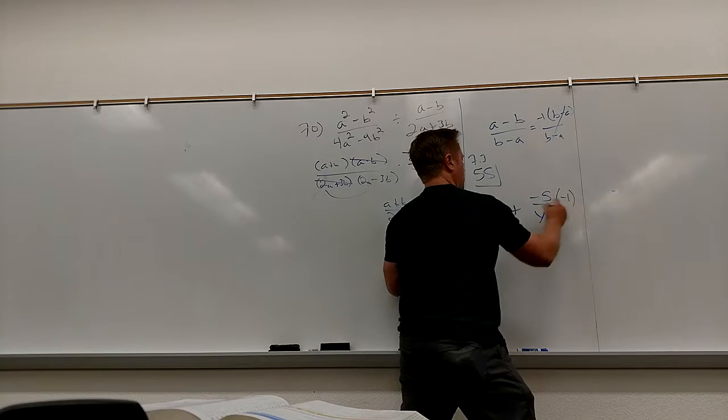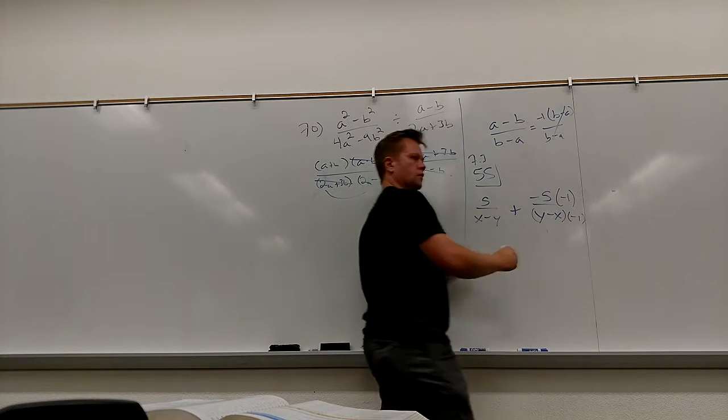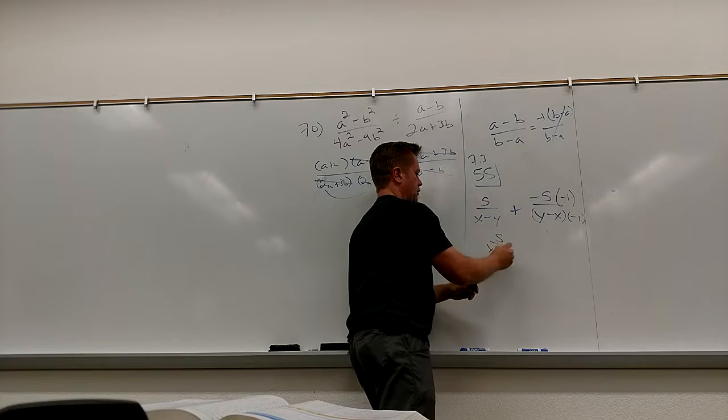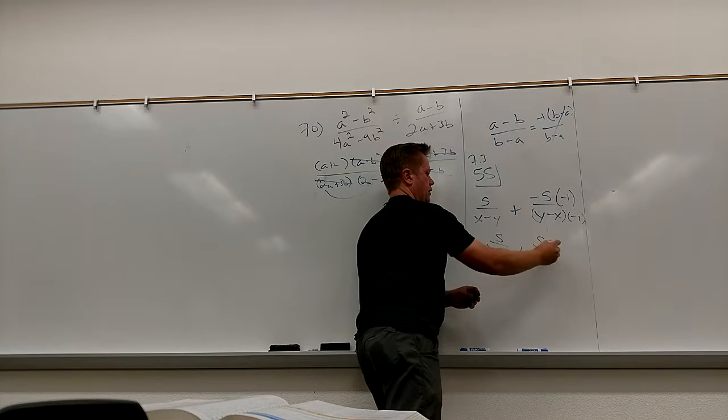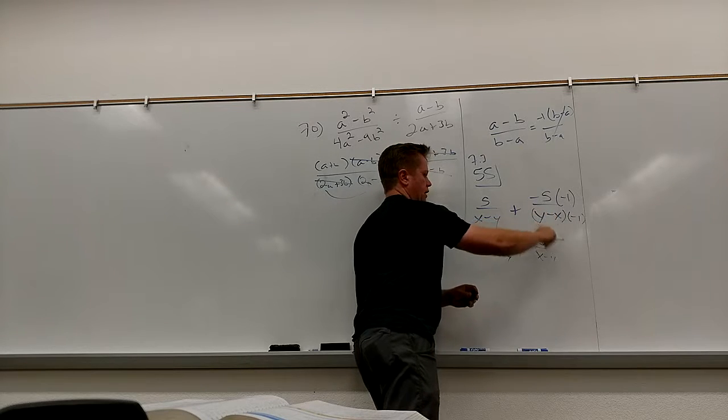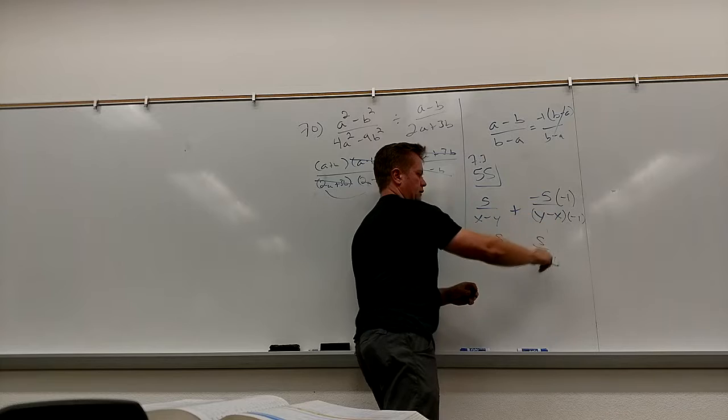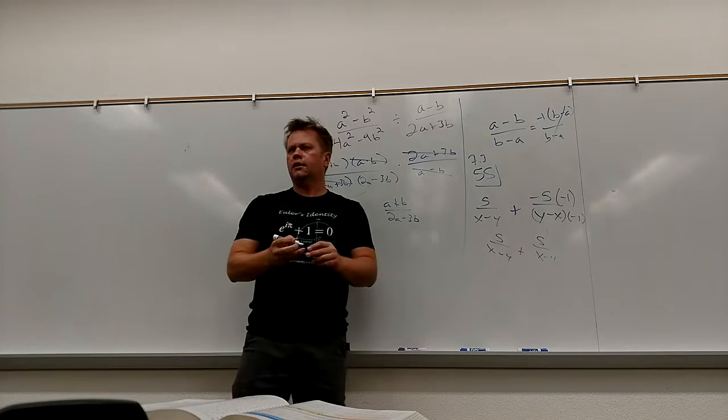So you've got to multiply top and bottom by -1. So now you get 5 over x minus y plus 5 over x minus y. Because now the negative times y is negative y, -1 times negative x is positive x. That works out so well.